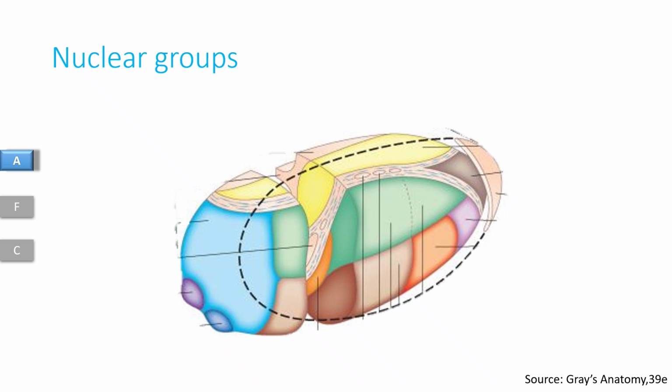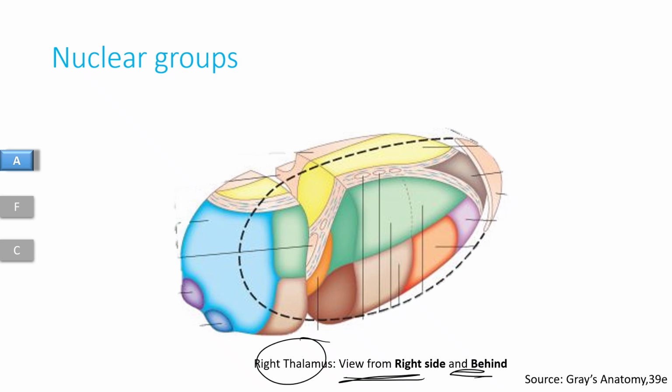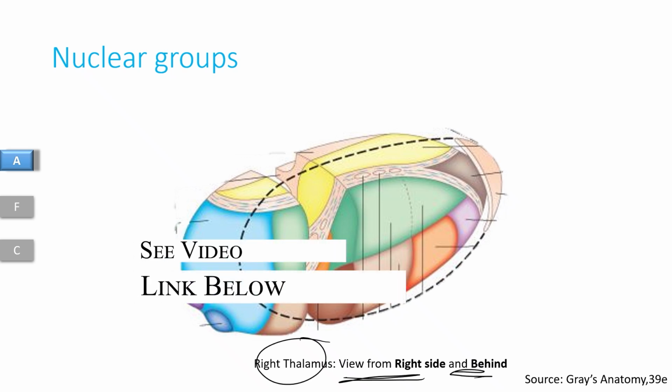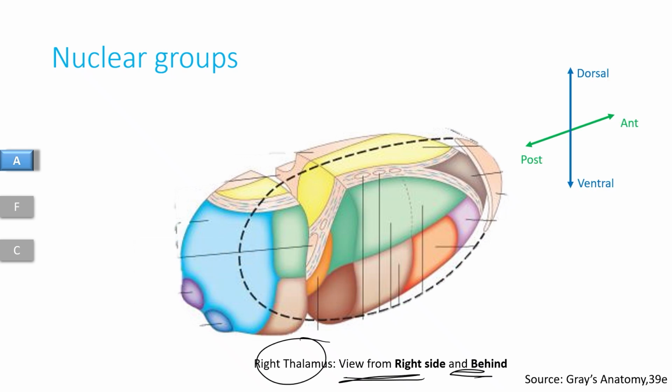Then this one that you see here, as I showed before, is the right thalamus. It is viewed from the right side and behind. You have to see the other video if you are confused about how to draw this and how to understand this. And this is an axis that is showing the anterior and the posterior end.